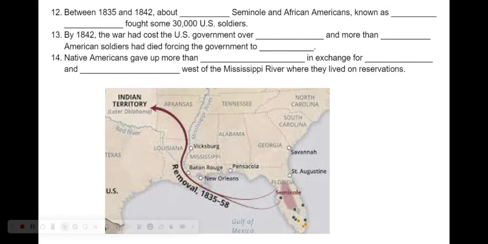So between 1835 and 1842, about 3,000 Seminoles and African Americans known as Black Seminoles fought some 30,000 U.S. soldiers. By 1842, the war had cost the U.S. government over $20 million. It's quite a bit of money for the pre-Civil War era. And more than 1,500 American soldiers had died, forcing the government to give up this whole process.